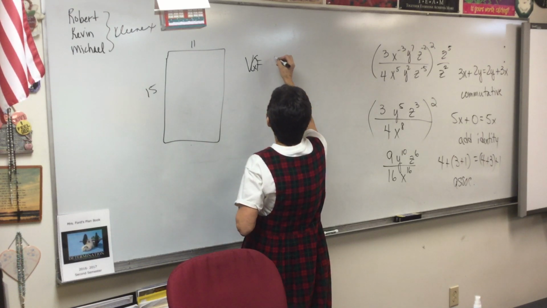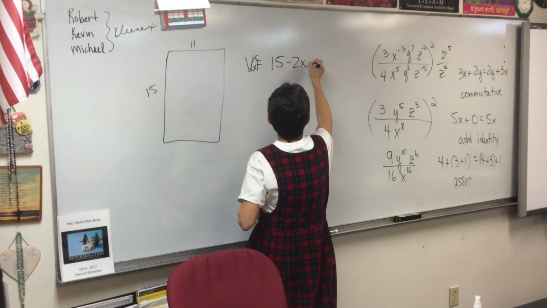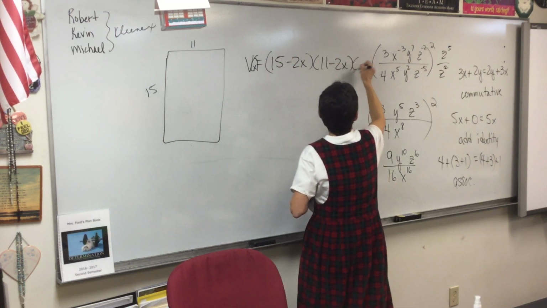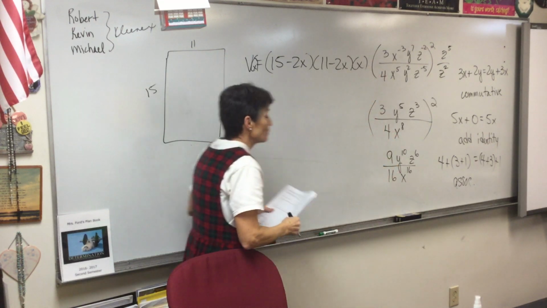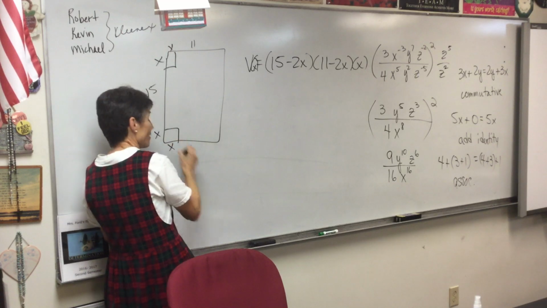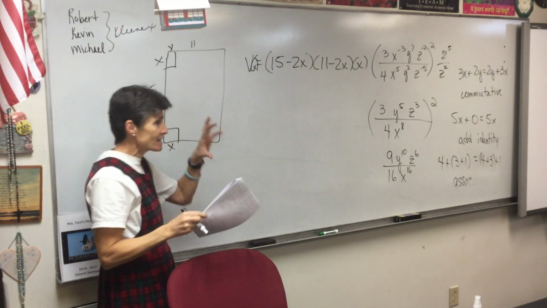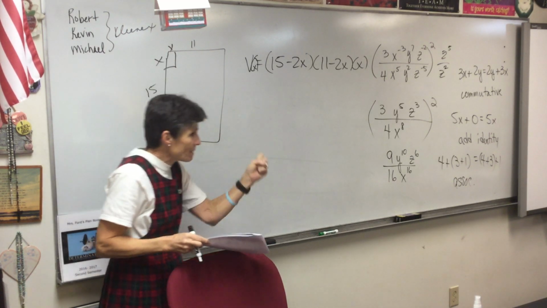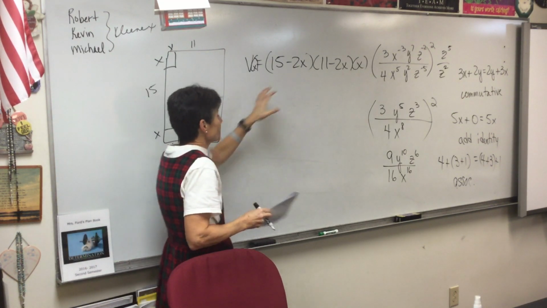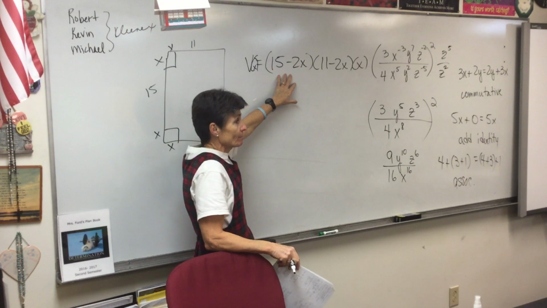15 plus 2x. No! 15 minus 2x, times 11 minus 2x, and then times x. I'm tripping, dude. Remember, we are taking the x's off. Remember doing that, Sophia, in class, making that box? We ripped those x's off. We subtracted them. We took them away. There's your equation.